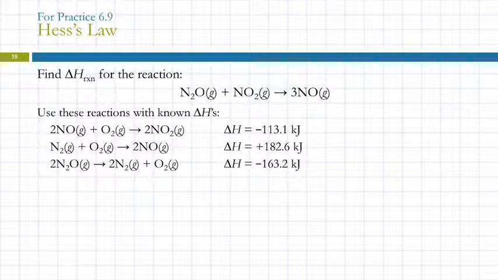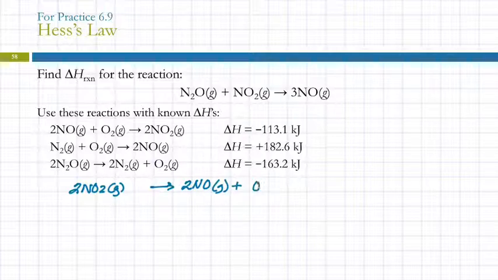So I'm going to write 2 NO2 gas. And I'm going to try to line these up so their arrows are all in the same place. It makes it a little easier. And that'll make 2 NO gas plus O2 gas. And then I'm going to keep track of what I've done to delta H.